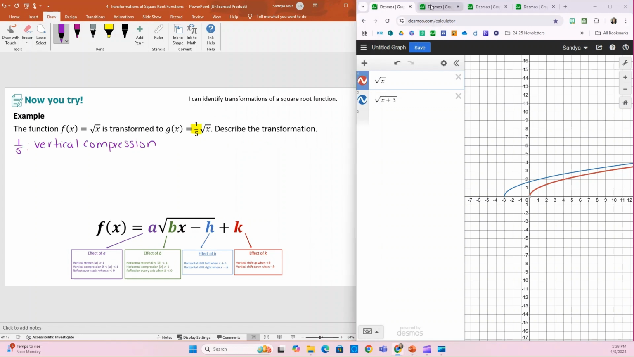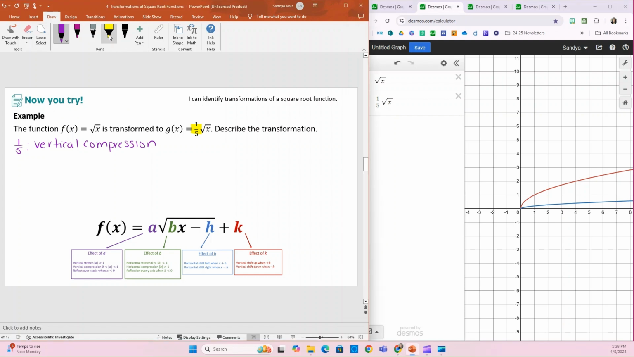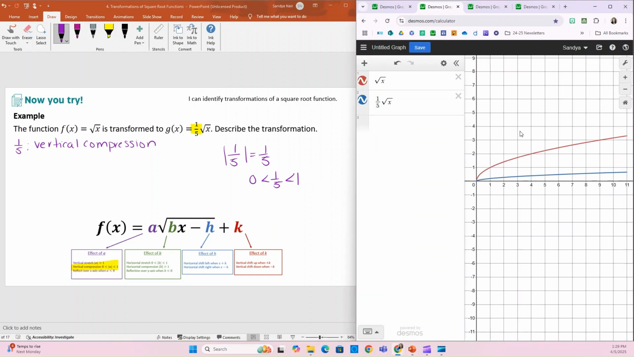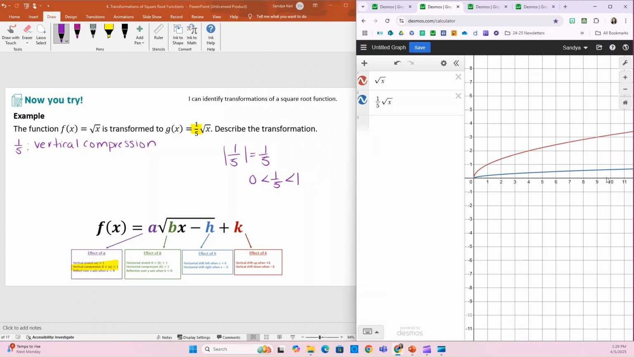Here we have 1/5 times the square root of x. Notice that 1/5 is the value of a. The absolute value of 1/5 is 1/5, and that is between 0 and 1, so we know we have a vertical compression. How can you tell this is a vertical compression? When you look at the graph of both in Desmos, notice how this graph looks flatter. That means it's vertically compressed from that original parent function.